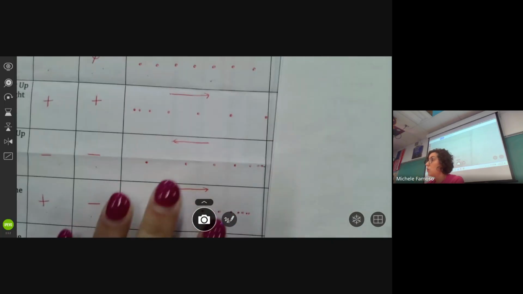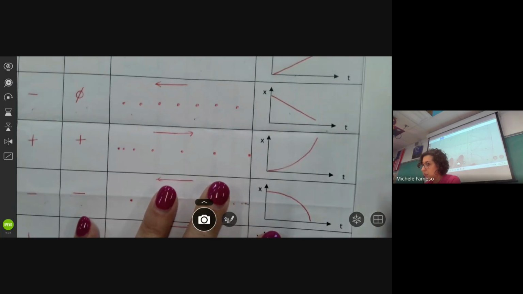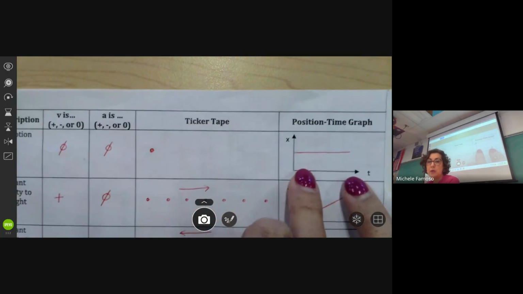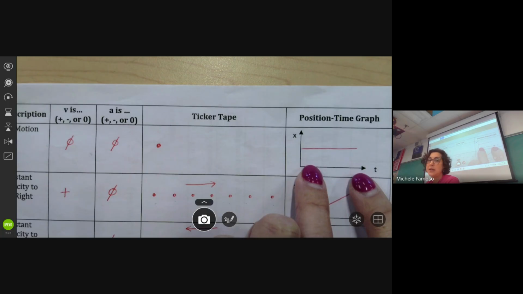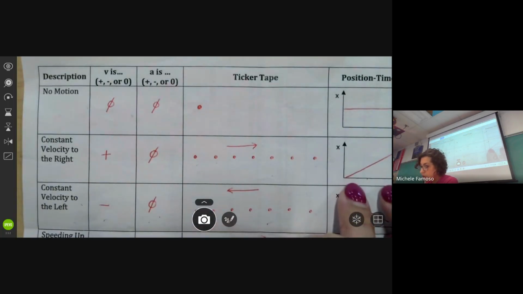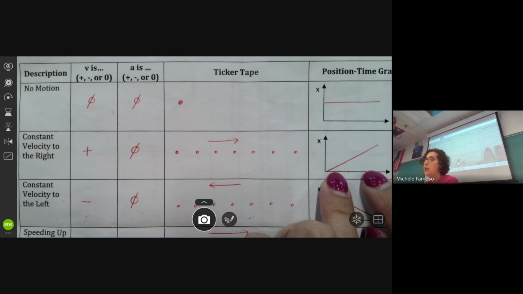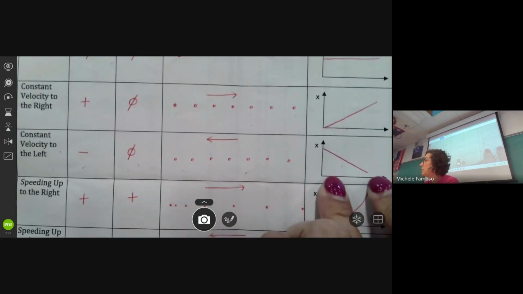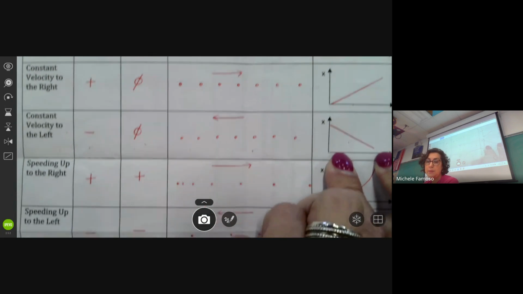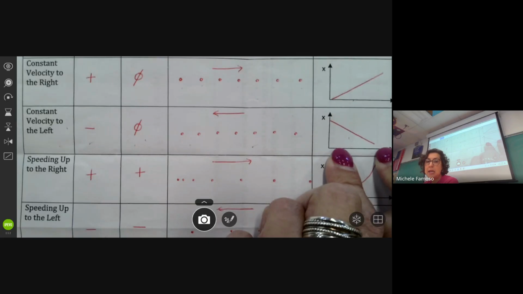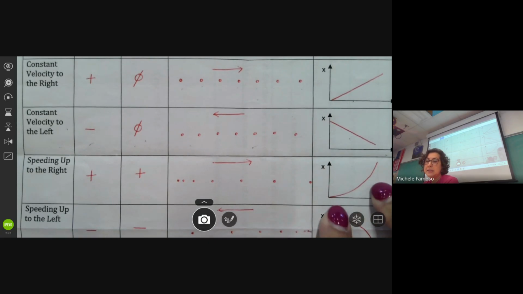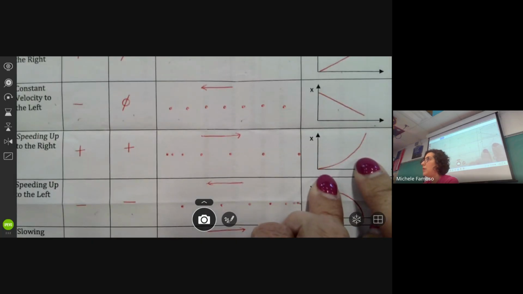Now let's talk about what the graphs look like. On a position time graph of no motion, it should be any horizontal line segment. If I'm traveling to the right with a constant velocity, I need any diagonal line with a positive slope. If I'm traveling to the left with a constant velocity, it is any diagonal line with a negative slope. When I speed up to the right, I need the graph to go up and get steeper. So any parabola that goes up and gets steeper.